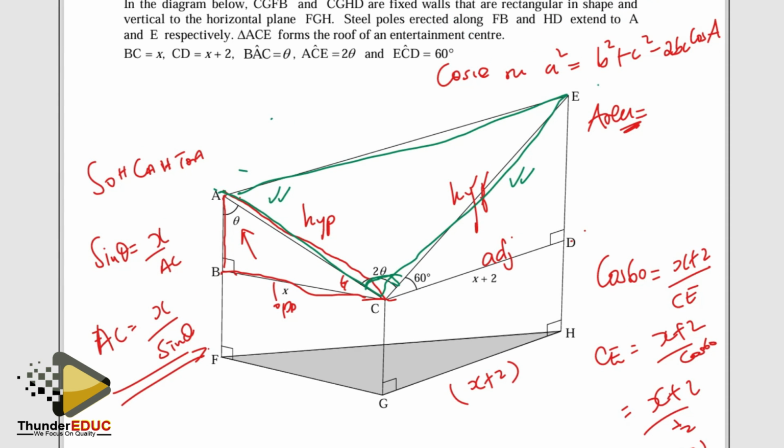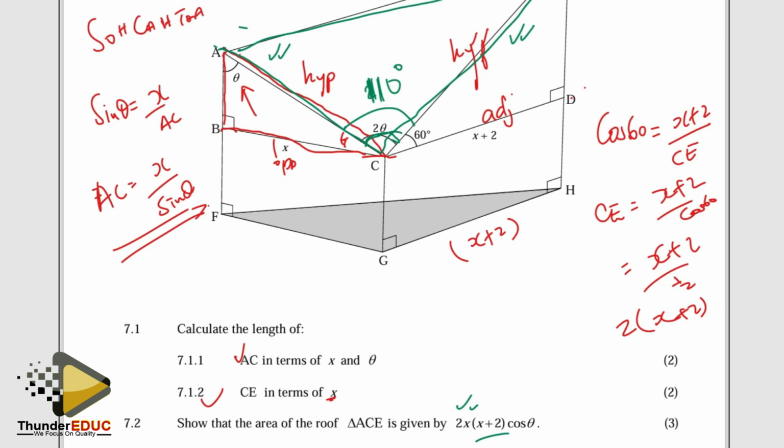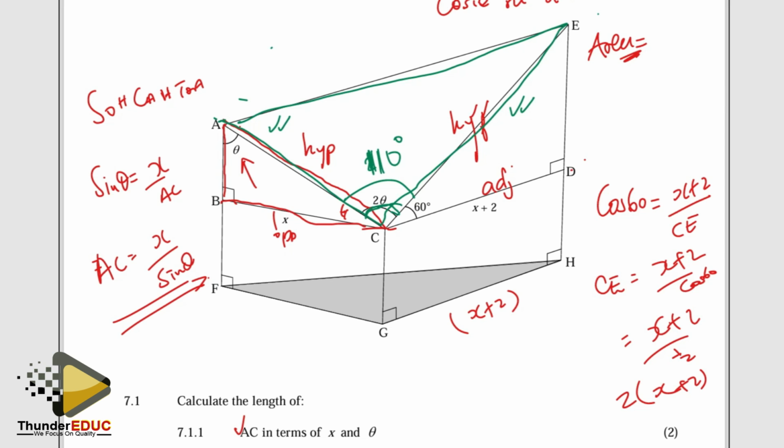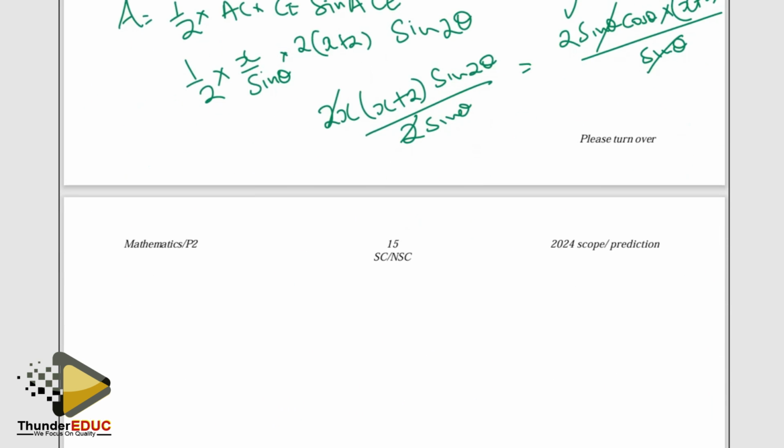So if theta is 55, that is 2 times 55, which is 110. Then they gave us this distance. BC is 12, which means x is 12. So this length here is going to be 12 over the sine of 55. And then this length here is going to be 2 times 12 plus 2, which is 2 times 14, which is 28. We can simplify this, and then we use the cosine rule to get that.